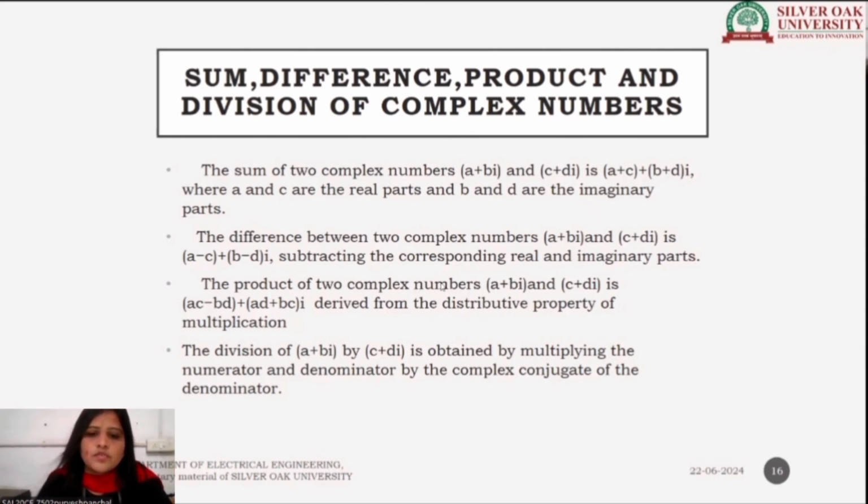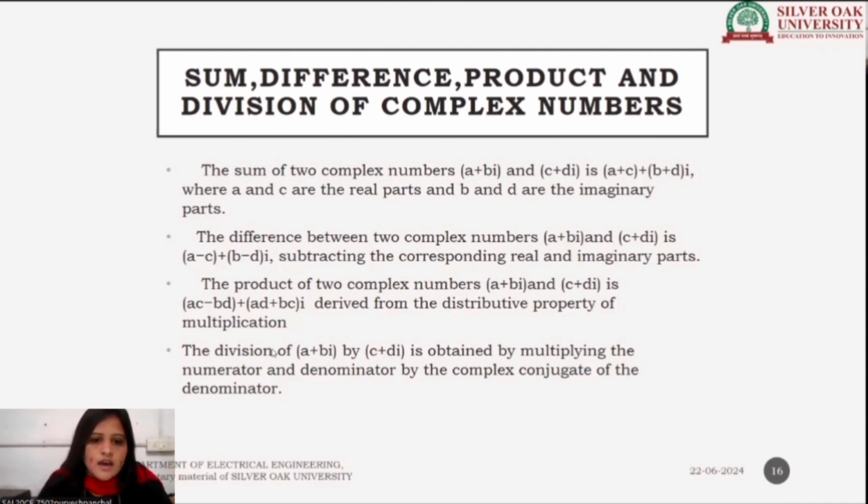The product of two complex numbers, a plus bi and c plus di: we can calculate this multiplication by using the distributive property of multiplication. We will see some examples of all these operations.